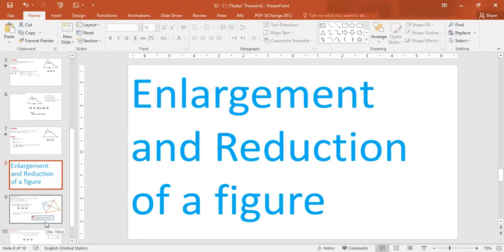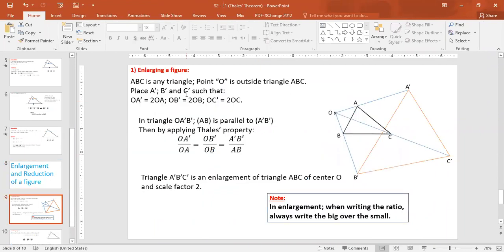Okay, Miss, thank you. Now I will be moving to something also applying Thales theorem in it. It is called enlargement and reduction of a figure. By the word enlarging a figure, what do we mean? I will be having, for example, a triangle. Making it bigger? Yeah, making bigger, yes. Enlarging a figure, making a figure look bigger.